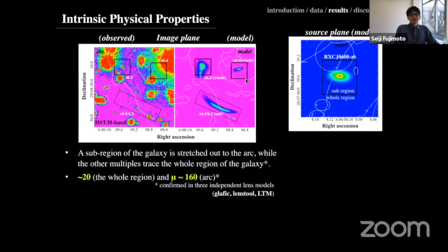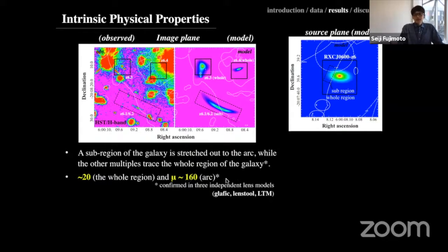So we investigate the intrinsic property of this unique system. Assuming a Sérsic profile and fitting routine between the image and source plane, we find that a subregion of the galaxy is crossing the caustic line, which is stretched out to the elongated shape observed as the arc, while the other multiple images trace the whole region of the galaxy in the source plane. The magnification factor is estimated to be around 20 and even 160 at the arc.